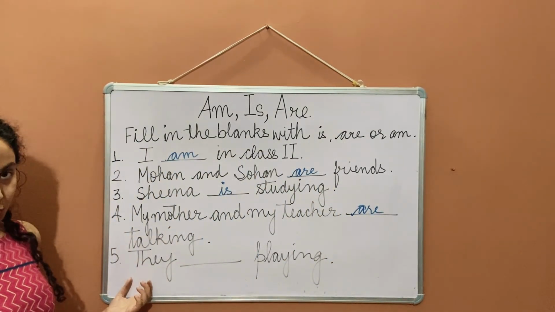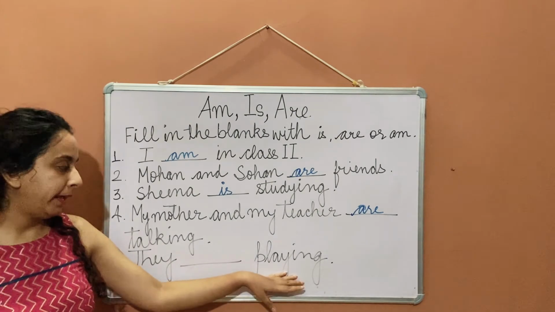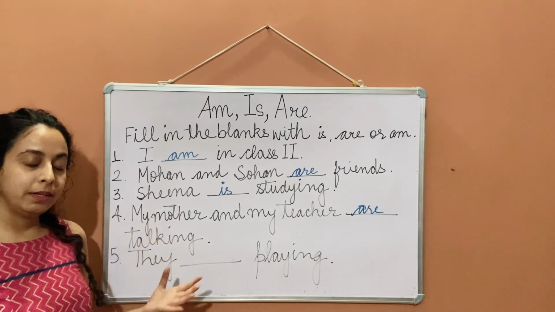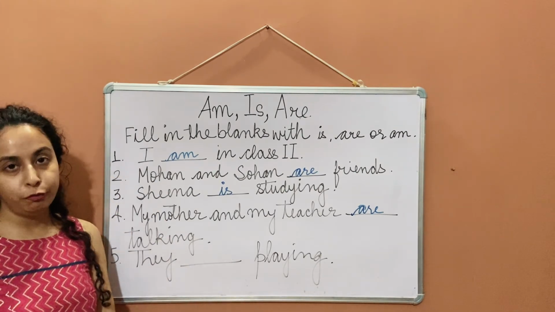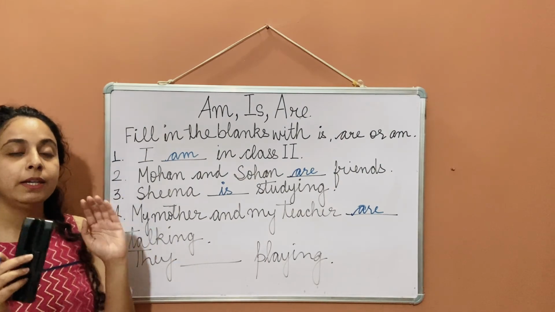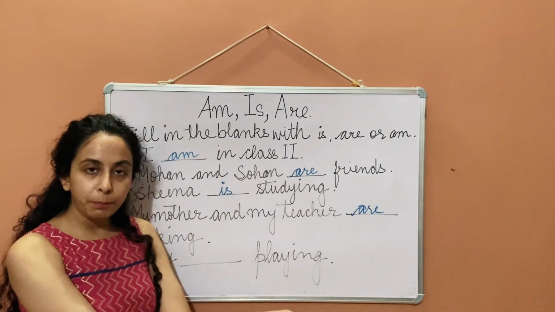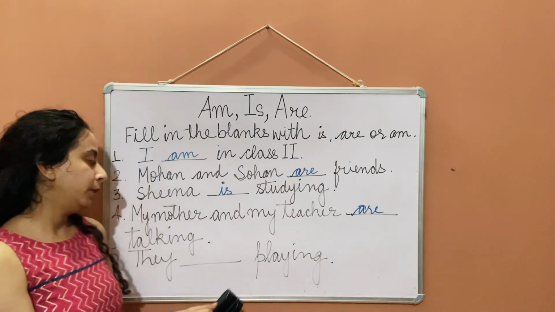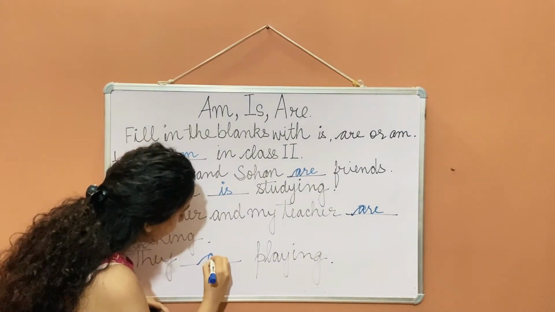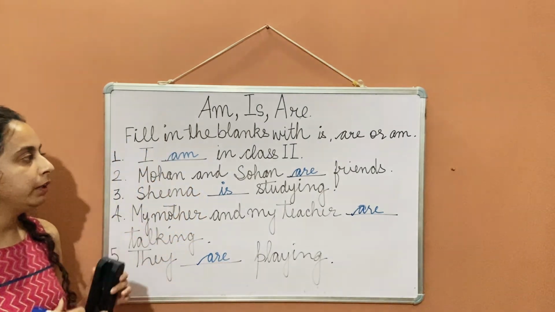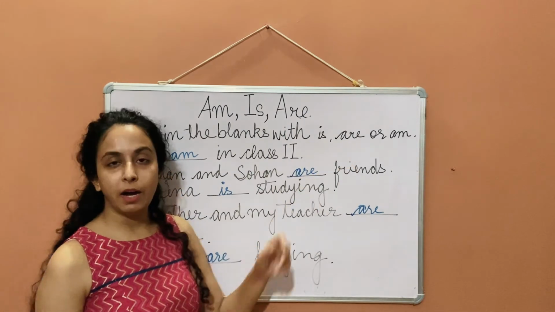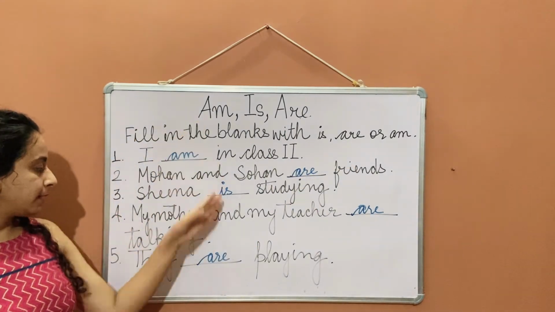Now this last one, they playing. Always remember, when do we use they? When there is more than one person. Whenever we are talking about they, we are addressing a group or more than one or two persons. So how will we write? They are playing. And whenever we are talking about more than one, we use the helping verb are.